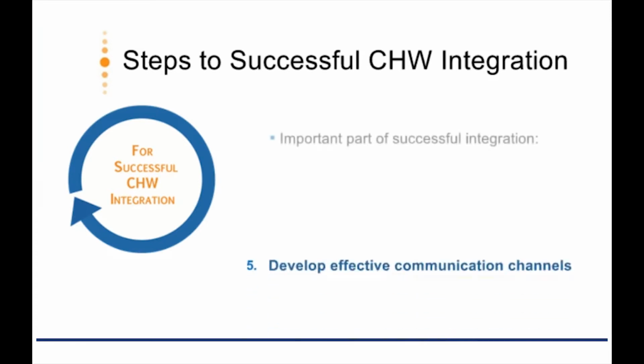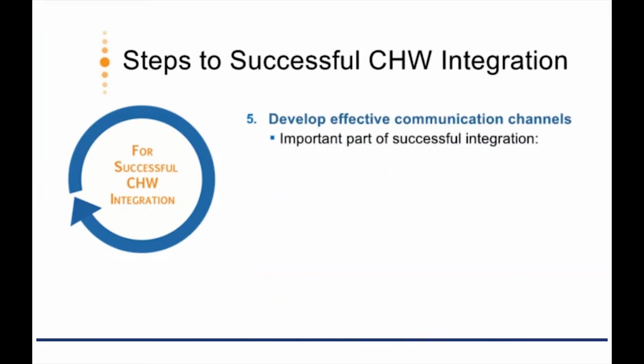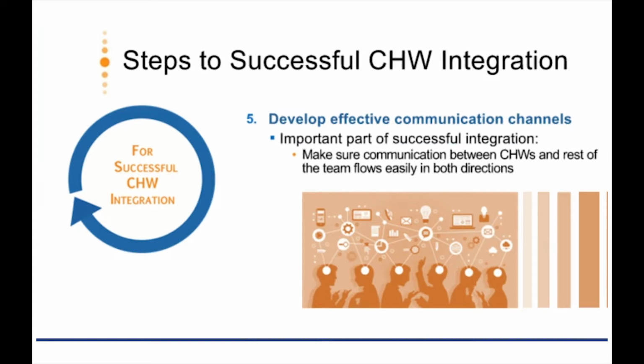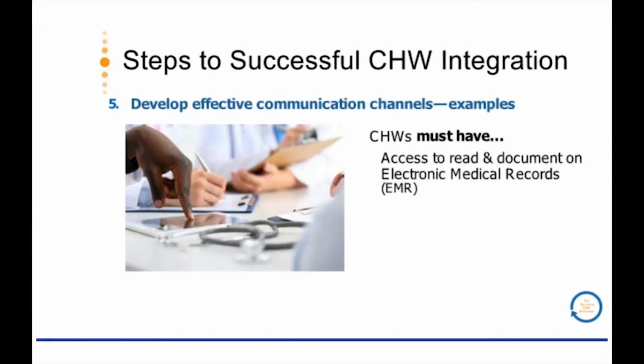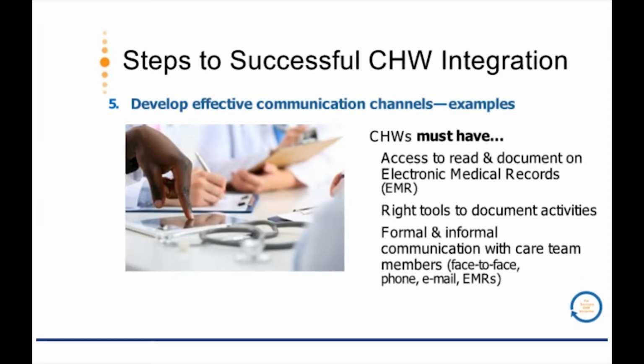A very important part of successful integration is making sure that communication between the CHWs and the rest of the team flows easily in both directions. Community health workers must have access to read and document electronic medical records. Along with that, they must have the right tools to document activities. Community health workers should have formal and informal communication with individual care team members. That may be face-to-face, by phone, through email, or access to electronic medical records.